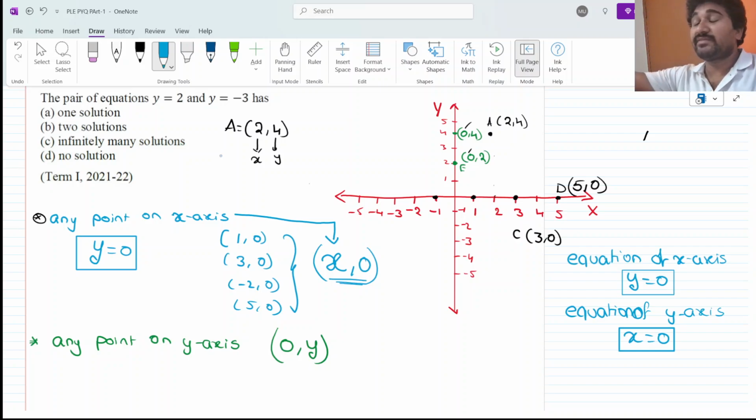Turn this side now. Okay, it will be x is equal to 0. Understood? Any confusion in that? So you got to know what is the equation of the x-axis. What is the equation of the y-axis?